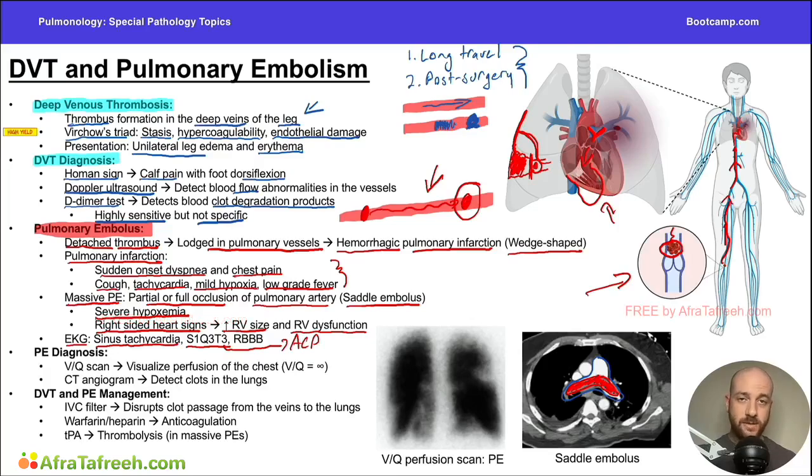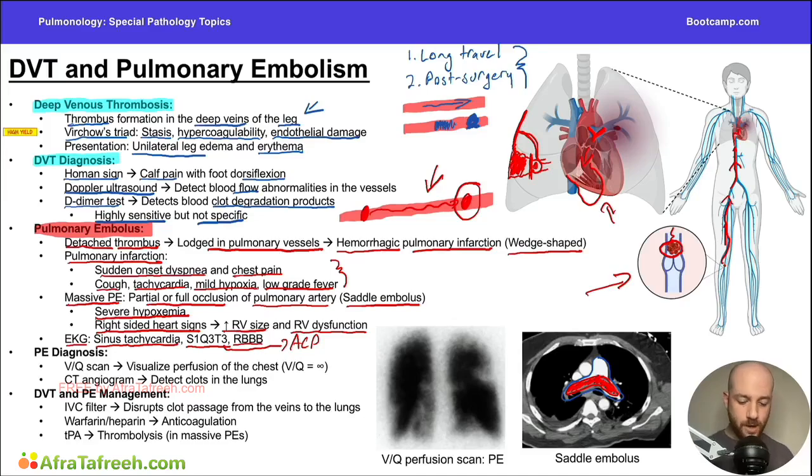And lastly, like we mentioned, as the right ventricle enlarges and expands, this is going to disrupt the conduction in the right ventricle, and so we can get arrhythmias. And one of the classic arrhythmias associated with pulmonary embolism is a right bundle branch block.